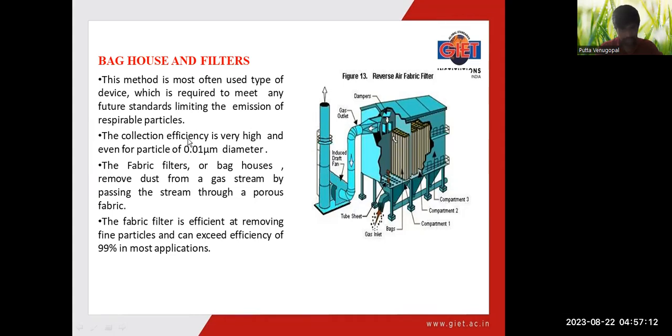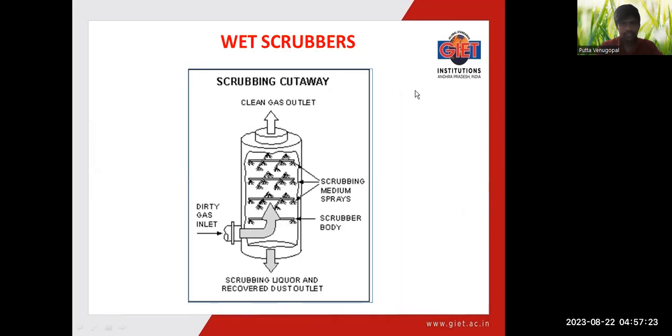By using this technology, the collection efficiency is very high, even for a particle of 0.01 micrometer diameter. Another one is wet scrubbers, which use a different technology. Previously we have not used any moisture or water to control air pollution. Suppose the dirty gas enters through here, and the gas outlet leaves through here.